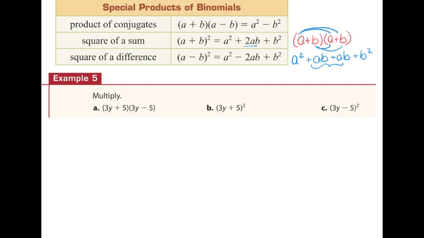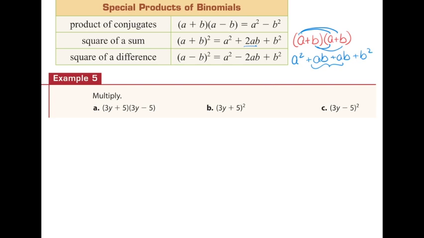The only difference between this one and this one is your middle term is going to be subtraction for this one. All right, your last term will always be plus because you'll end up with a plus times a plus or a minus times a minus. But you will always end up with the first one squared, the last one squared, and the middle one will be these two multiplied and doubled, always. All right, and so these are conjugates and these are perfect squares. These are called perfect square trinomials.